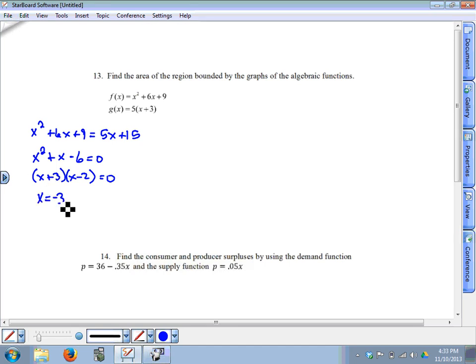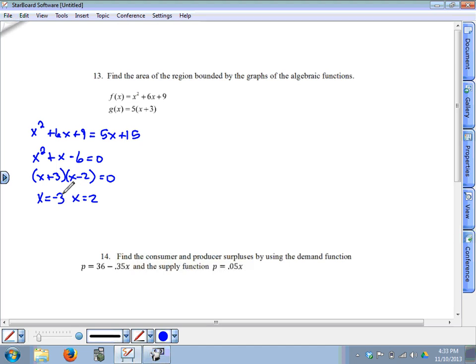And so the solution is x equals negative 3 and x equals 2. These are the two x values where these functions would cross. That represents our bounds of integration. Now we also need to figure out, between these two bounds of integration, which function is the higher function.